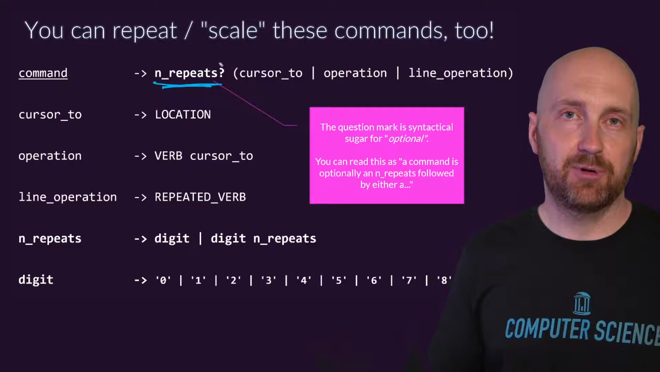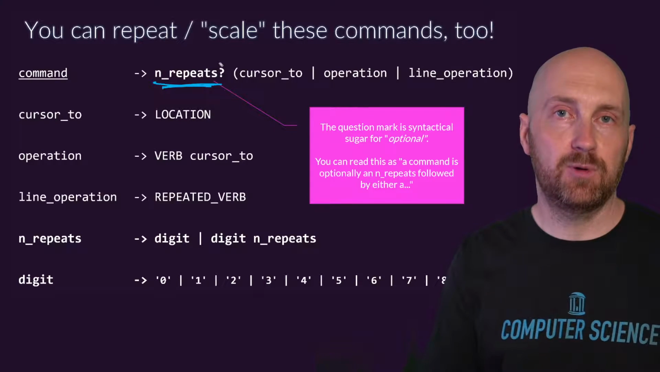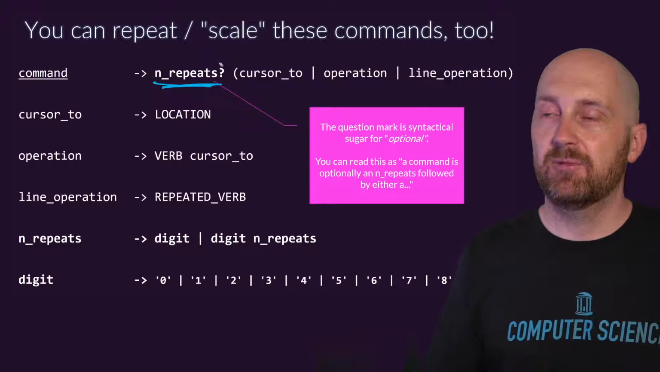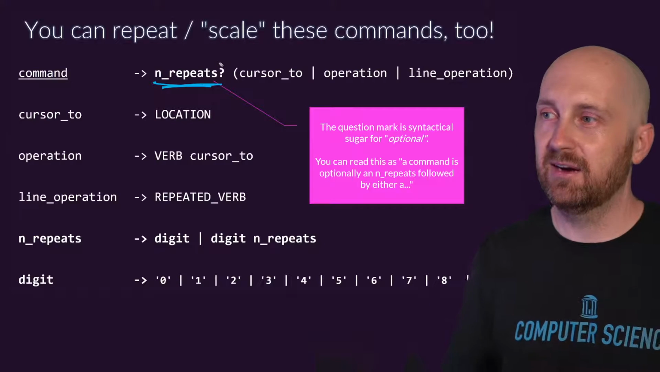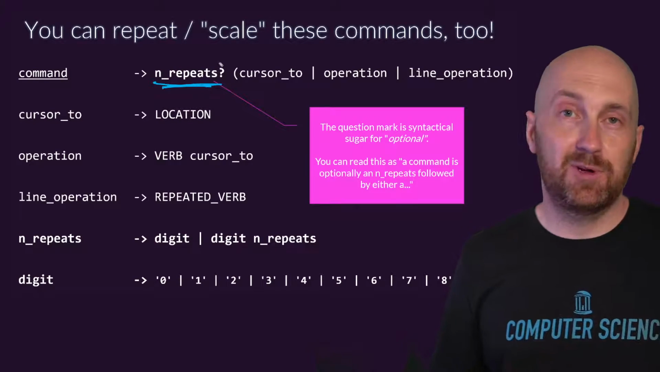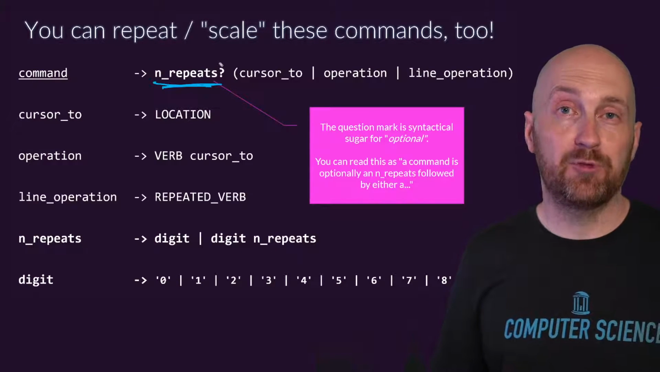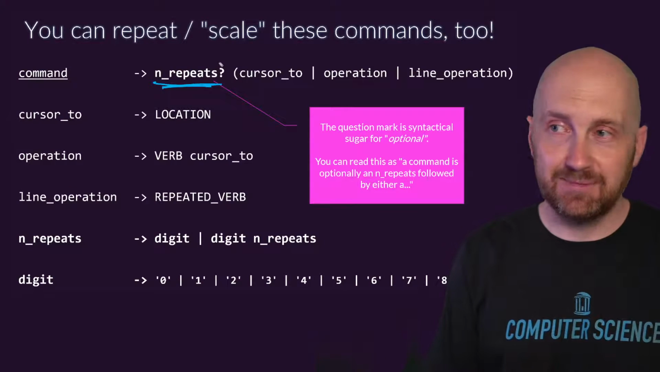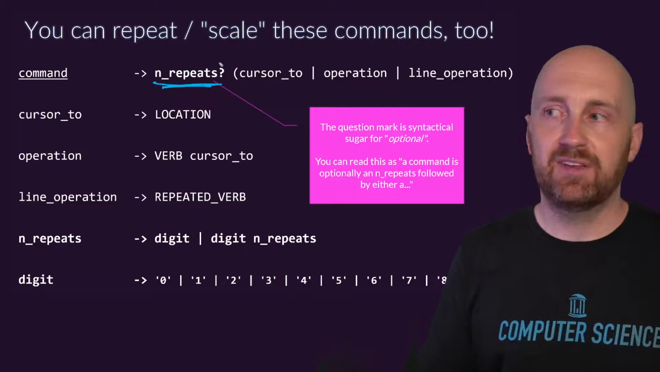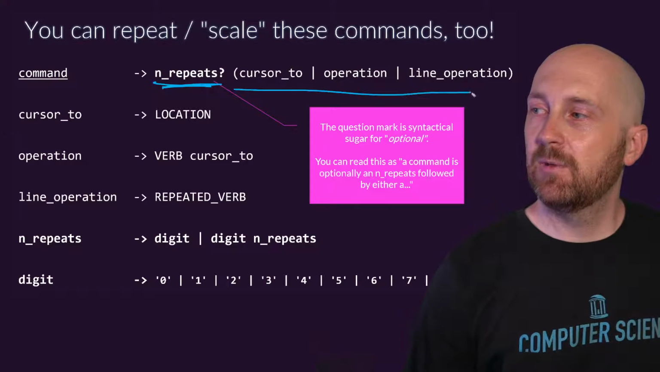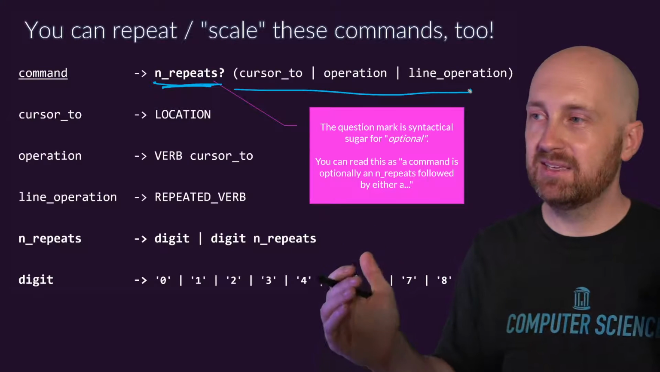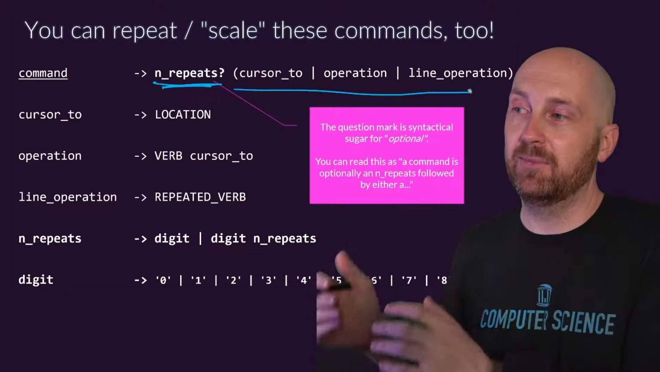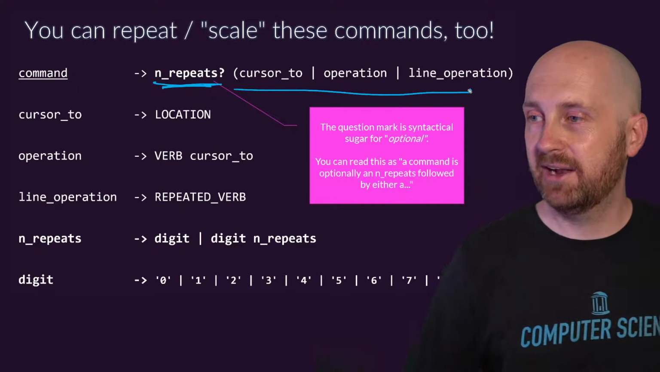This is used in many programming languages as well, like TypeScript uses the question mark for an optional parameter, and it's in this sort of lineage. Regular expressions use this in their grammars. The idea is you can have this, or you don't have to have it, but you can have at most one. So either there's not going to be an n repeats in our commands, and up until now there hasn't been, but we can have an n repeats here, and that would be followed by any one of these three things. Because they're in parentheses, n repeats will optionally be in a command, and then it will be followed by either cursor to or operation or line operation.